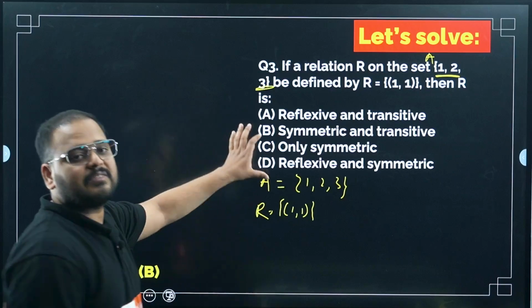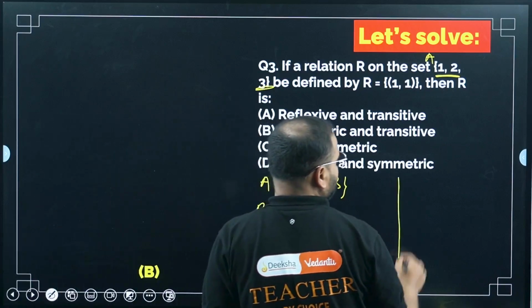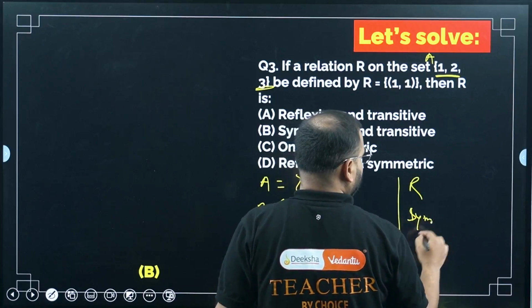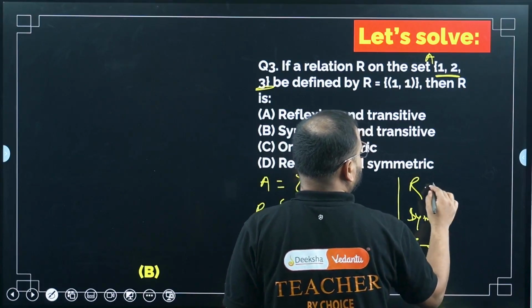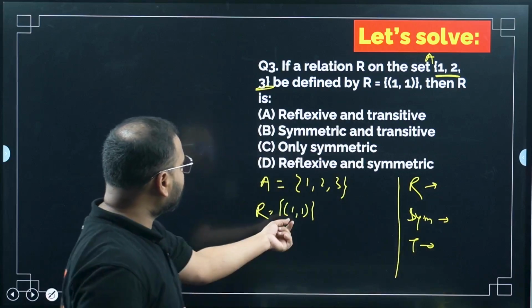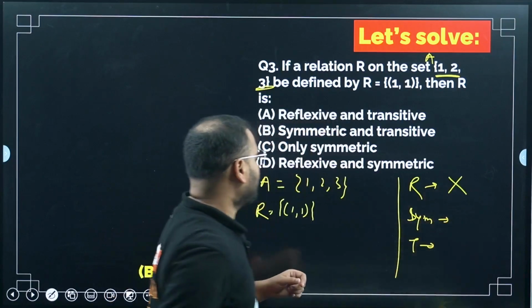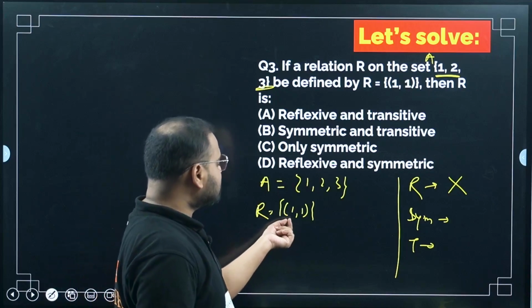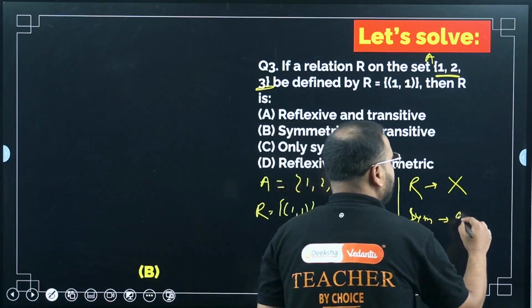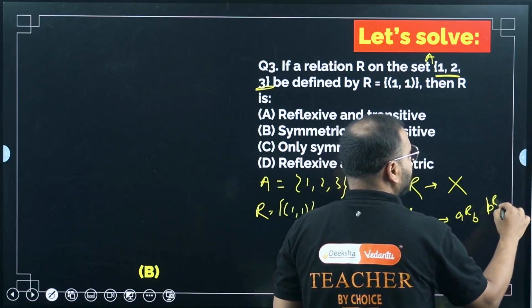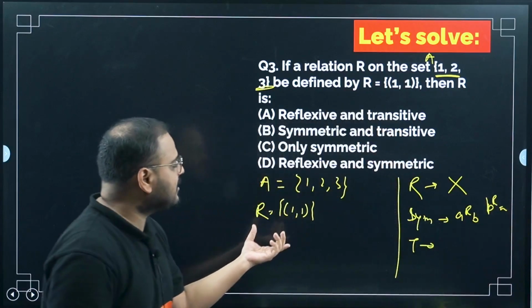So we have to check whether it is reflexive, symmetric or transitive. So let's do it. First, reflexive. Reflexive? No, because if (1, 1) is there, (2, 2) has to be there, and (3, 3) has to be there. So (2, 2) and (3, 3) are not there. So no. What about symmetric? If (1, 1) is there, symmetric was what? If aRb, then bRa has to be true. So aRb is there, bRa is not there.